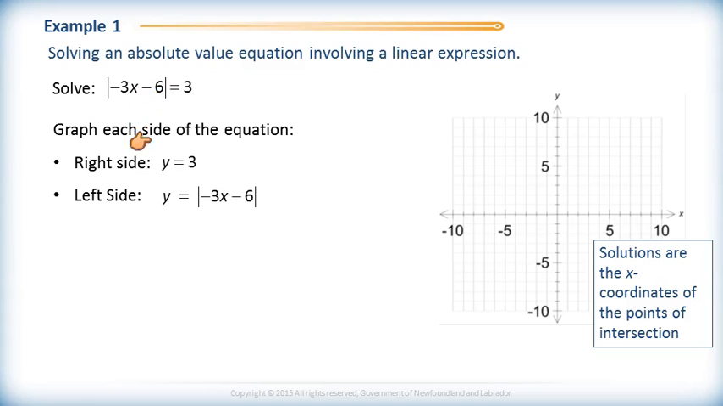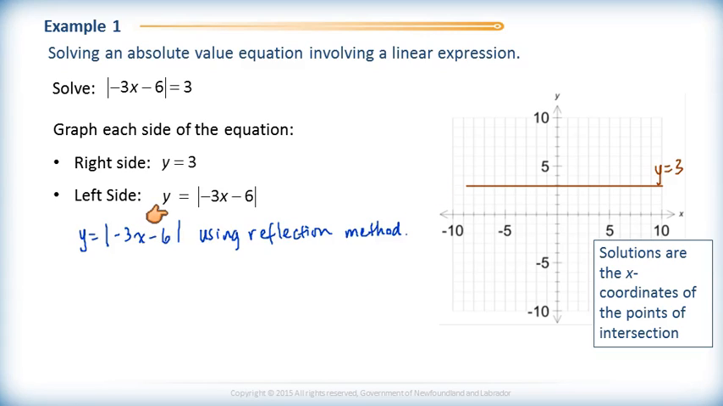So to solve this, we graph each side of the equation. The right side is 3, so we set that equal to y. Y equals 3. That graph is pretty straightforward. It's just a horizontal line. For the other one, y equals absolute value of negative 3x minus 6, I'll use the reflection method we learned back in section 7.2. So I start with the expression inside the absolute value signs.